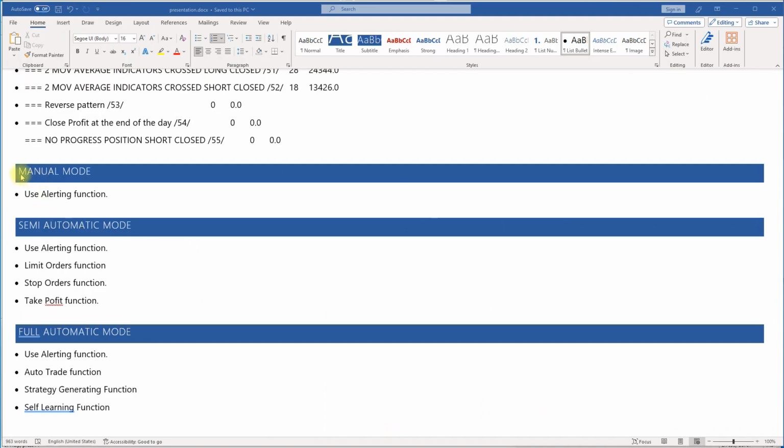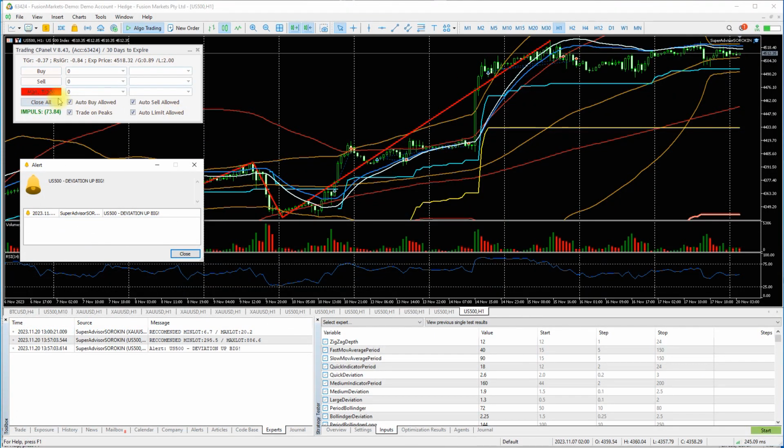A robot can work in manual mode, semi-automatic mode, and full automatic mode. And you can switch the robot. There is a control panel. A robot can control up to 3 positions. You can select the logic you want. There's a beautiful alerting system.